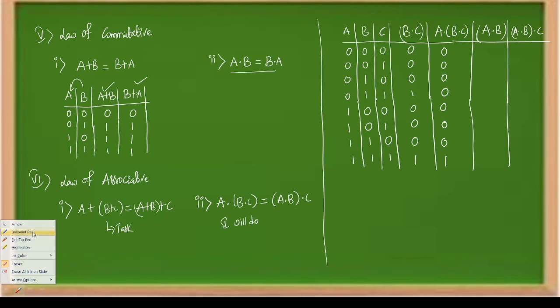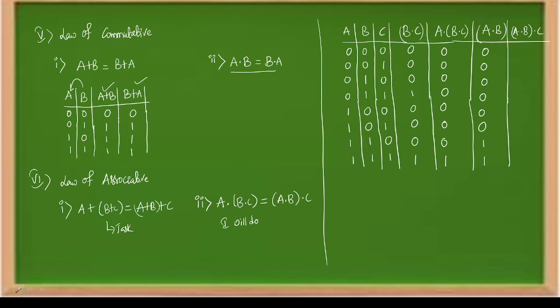Now, let me find A and B. Here I need to perform A and B. For the first four entries, A is logic low, so A and B is also logic low. Next, for the remaining four entries, A is 1, so I need to check the B values. For the first two entries, B is 0, so you will get 0 again. For the remaining two entries, A is 1 and B is 1, so you will get 1 as the output. In this way, you can easily fill in the A and B values.